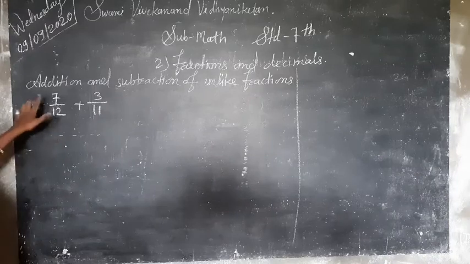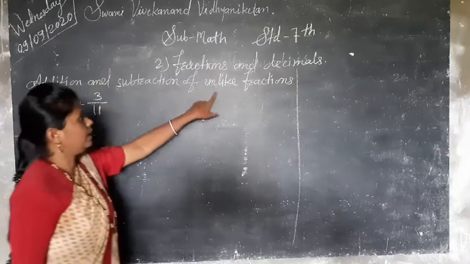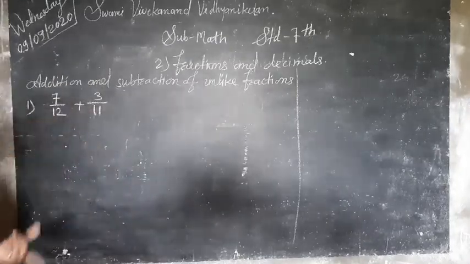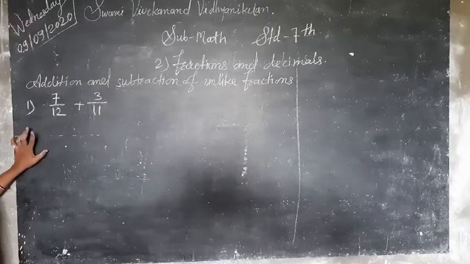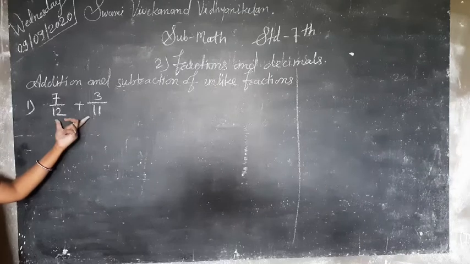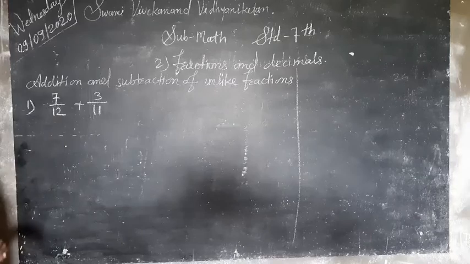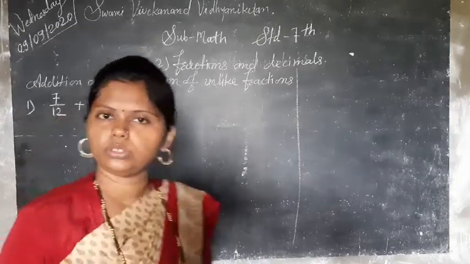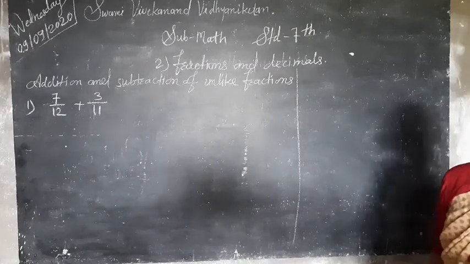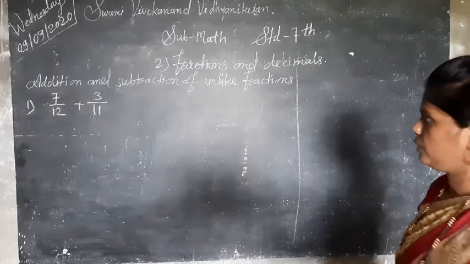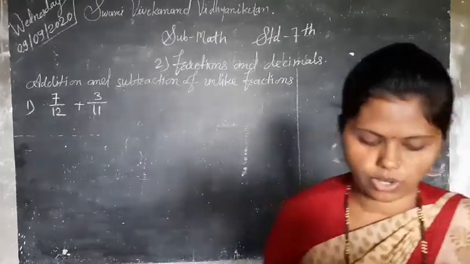Do the addition of 7 upon 12 plus 3 upon 11, addition of unlike fractions. The denominators are different, so these are unlike fractions. Here we have to follow two steps. First of all, if you have unlike fractions, you have to convert them into like fractions, and then do their addition, otherwise subtraction. Now, how to convert unlike fractions into like fractions? For that, you have to find the LCM of the given denominators. So the LCM of 12 and 11, that you have to find out.